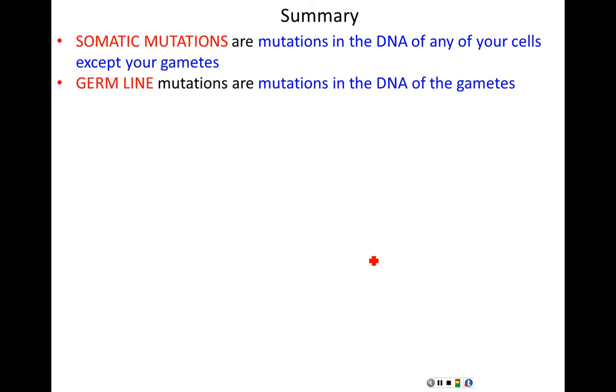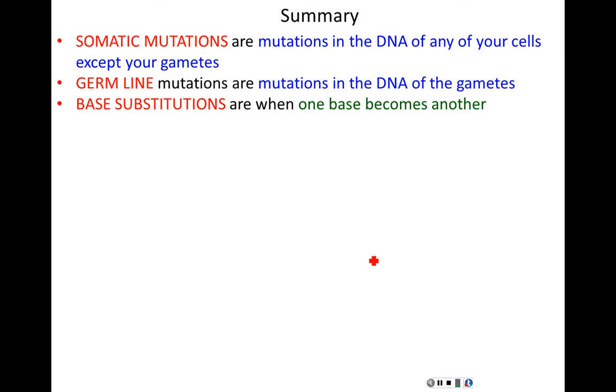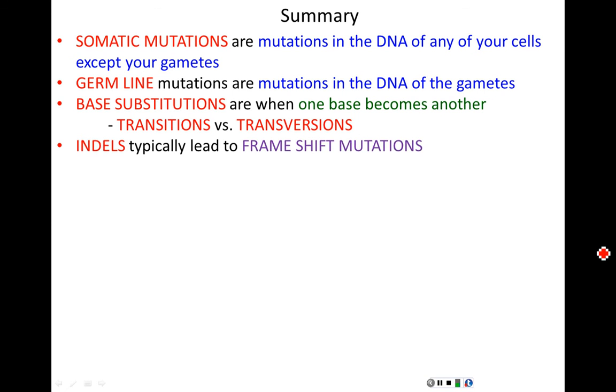Since they're affecting only the gametes, the individual, him or herself, with the germline mutation is completely unaffected by the mutation. But those mutant gametes can be passed on to the next generation, and if they are, every single cell of that next generation individual will possess the same mutation. We then began defining different types of mutations. We talked about base substitutions, where one base becomes another. Transitions and transversions were defined as well.